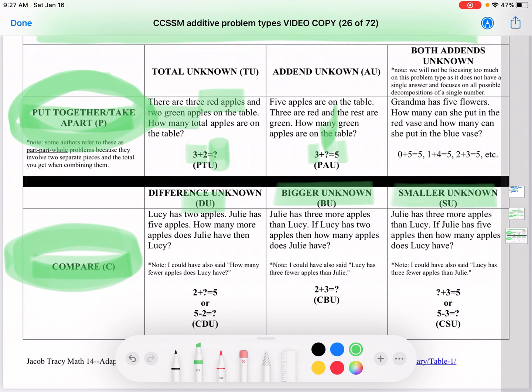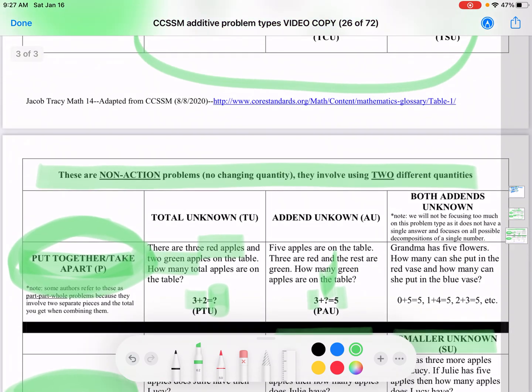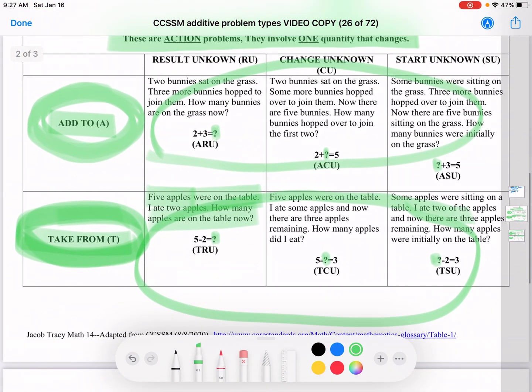So again, those are the questions you have to ask yourself when you approach these additive problem types, right? One quantity that either changes or two different quantities that don't change, and we're either combining them or comparing them. So it'll take a lot of practice, a lot of work with these. Make sure you get them down right early on because they're not going away.